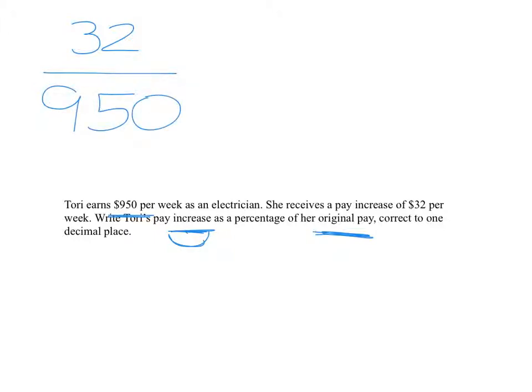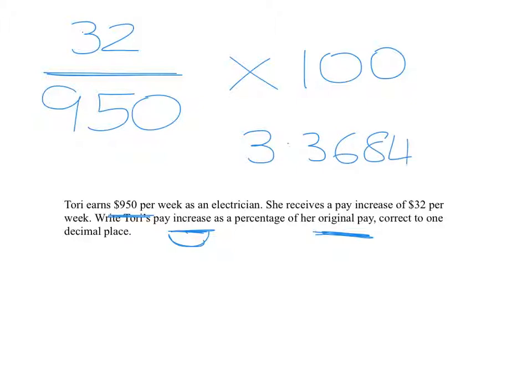Okay. And then they're asking you to make it into a percentage correct to one decimal place. So how do you do that? You times it by 100. So let's start off. What does this mean? This means divide. 32 divided by 950. So we've got 32 divided by 950 times by 100. And you get 3.36842.